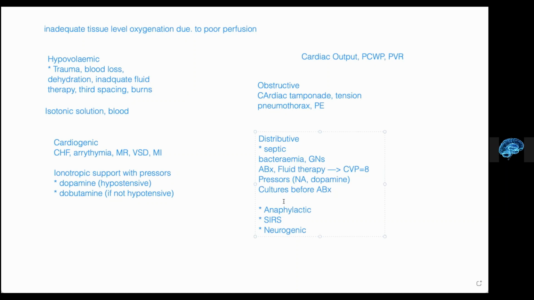And that pressure support can be vasopressor. Usually vasopressor is given with your ED physician or your ICU input. So I don't think as an intern you'll be giving vasopressors, or pressors in general. But that's it in terms of the different types of shock. Any questions?